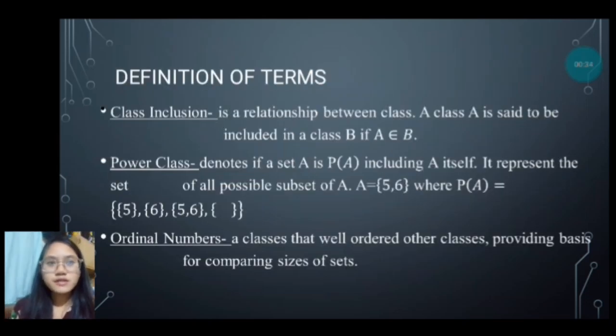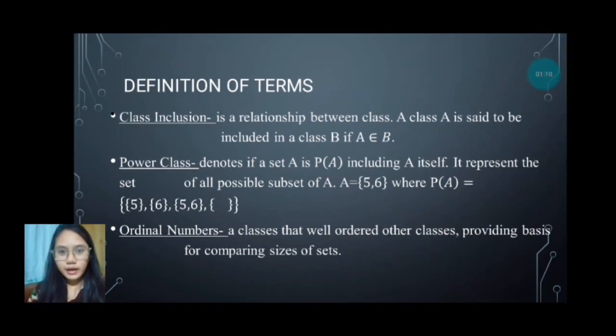I have here a definition of terms: class inclusion, power class, and ordinal numbers. Class inclusion is all about the relationship between classes. A class A is said to be included in class B if A is an element of B. While a power class denotes if a set A is a power set of A including A itself. It represents a set of all possible subsets of A.